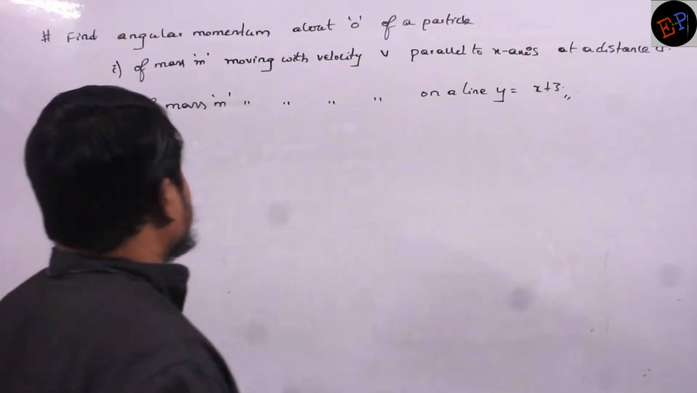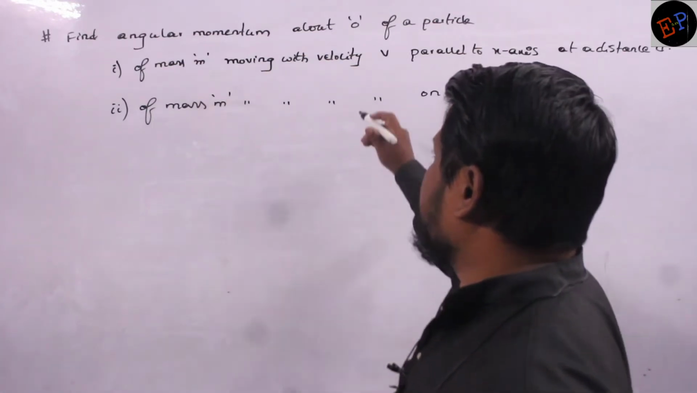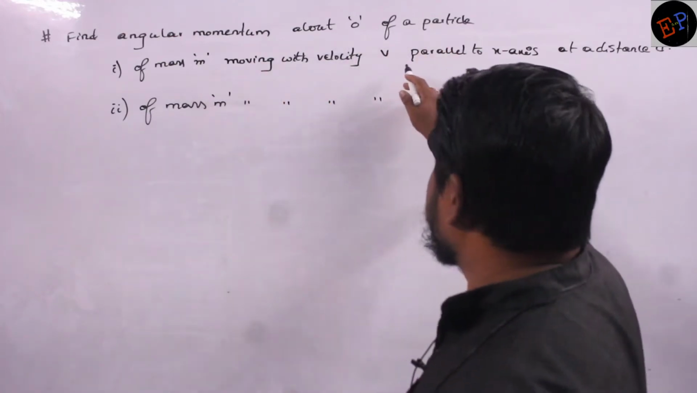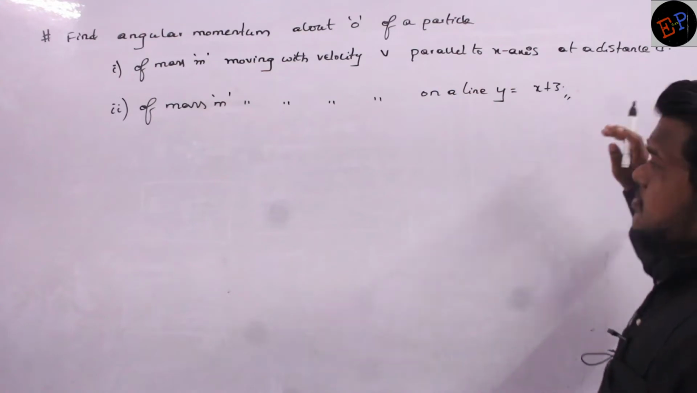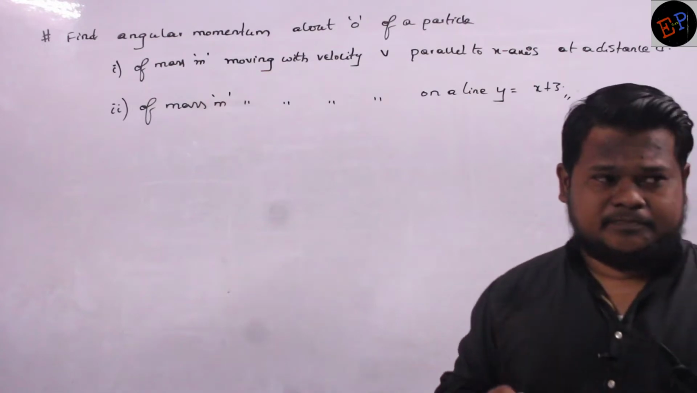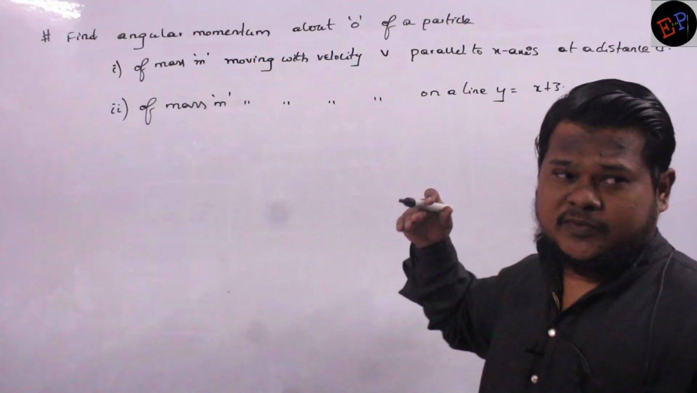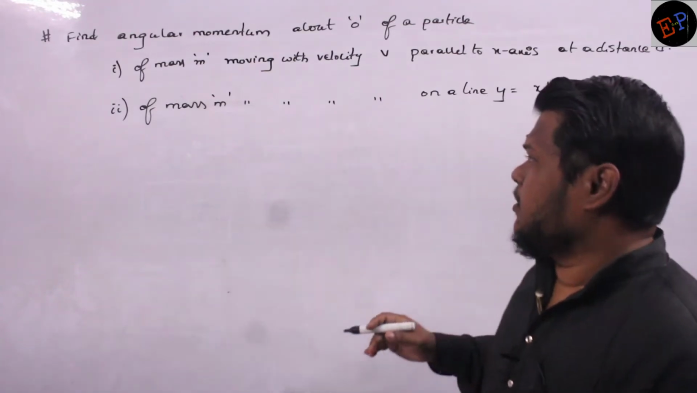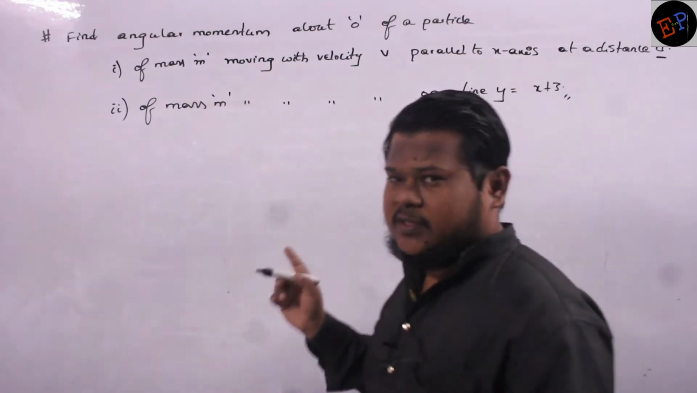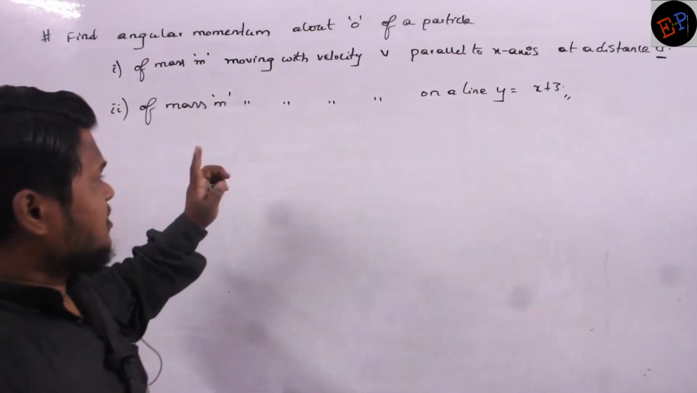Okay, so see this problem. Find the angular momentum about point O of a particle of mass m moving with velocity v parallel to the x-axis at a distance of d. Mass of the particle is m. It is moving towards the positive x-axis, at a distance of d. For this condition, first of all, we are supposed to calculate angular momentum. Then we will see the second condition.